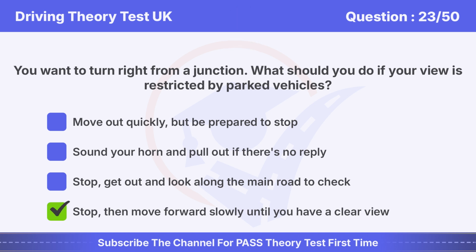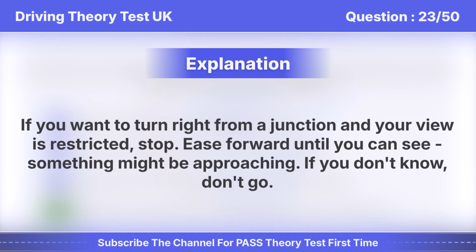Answer is D. Stop, then move forward slowly until you have a clear view. If you want to turn right from a junction and your view is restricted, stop. Ease forward until you can see. Something might be approaching. If you don't know, don't go.